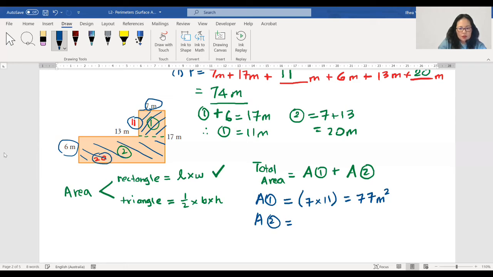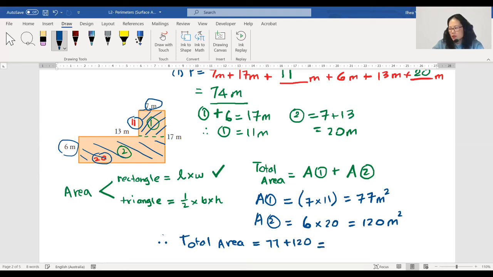So what I'm going to do, I'll just times that. 6 times 20, 120 meter squared. Okay, so therefore my total area equals 77 plus 120. Put that in your calculator, it'll be 197. So I'll just write here 197 meter squared, and that's my final area.